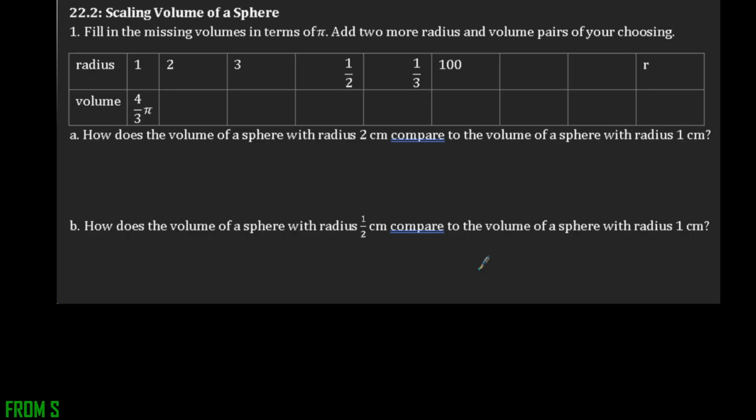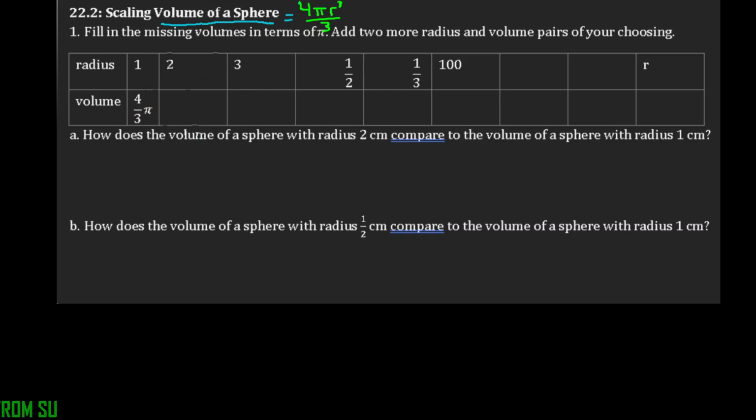Moving on to the second part, it says fill in the missing volumes in terms of pi. So add 2 more radius and volume pairs of your choosing. It gives you the first one, where the radius is 1. We're still using the formula for the volume of a sphere, 4 pi times the radius to the third power all over 3. That's why the radius cubed isn't there, because 1 to the third power is 1, which is the same as leaving it like this.